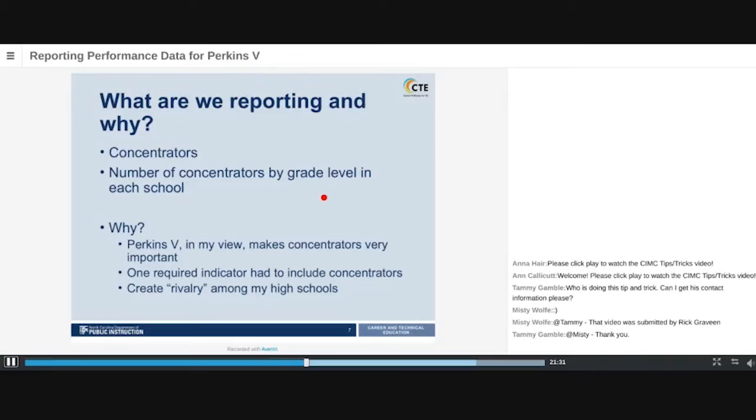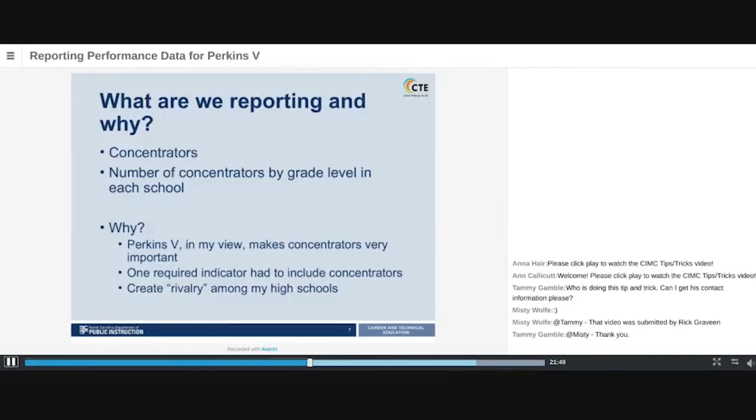And that was one of those things where I thought to myself, okay, I'm going to figure out a way to show that your school is not a big concentrator school. And this is one of the things that I'm actually going to do: report those concentrators.